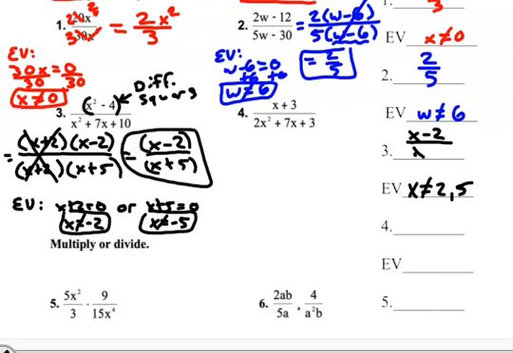The last one like this is the same idea, a little bit tougher factoring on the bottom. There's no factoring to be done up top.